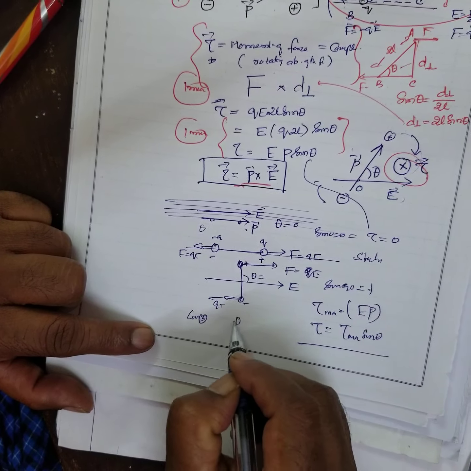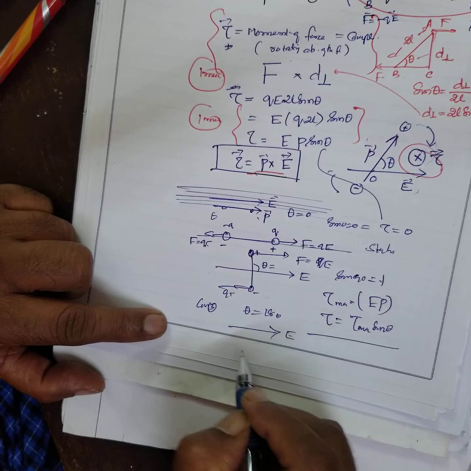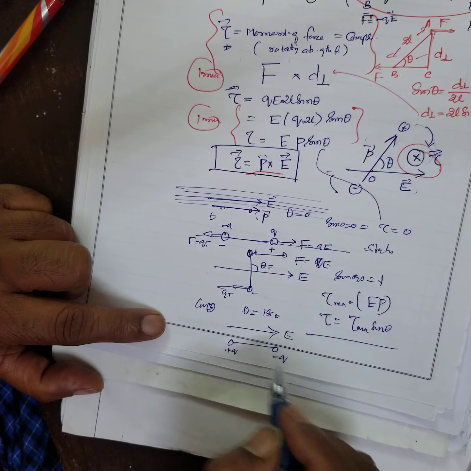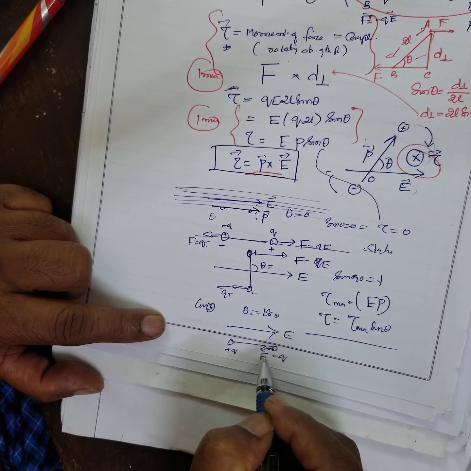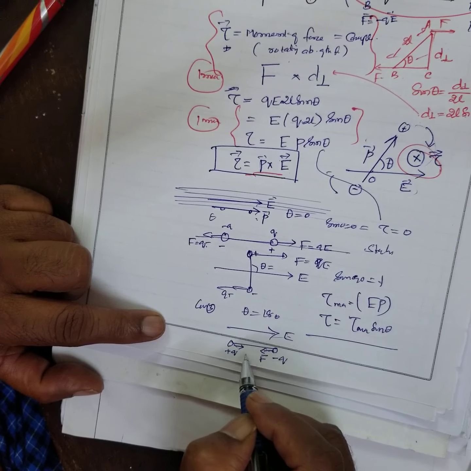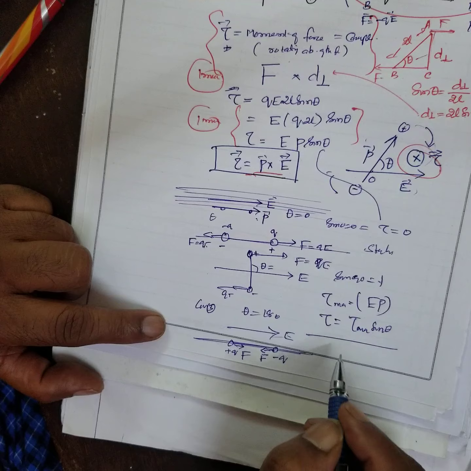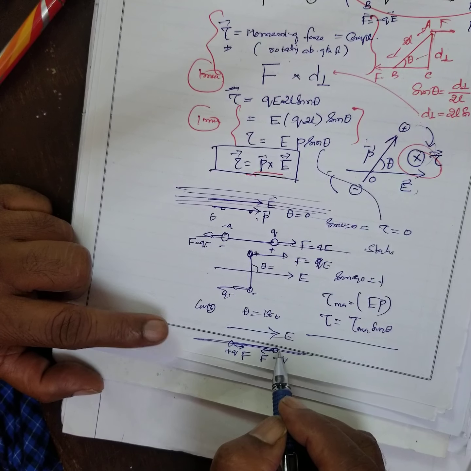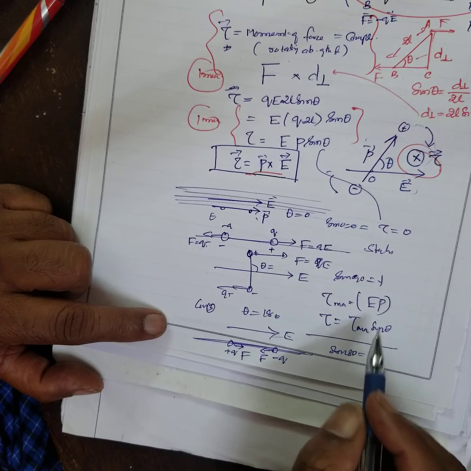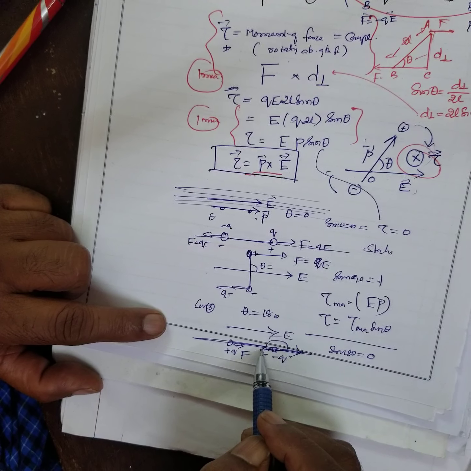Then case 3. Case 3 is what? If theta is equal to 180, what does it mean? The electric field is in this direction, but I am keeping the dipole with positive charge here and negative charge here. The force on the negative side is in this direction, on the positive side in that direction, equal and opposite forces acting. It is in equilibrium because sin 180 is equal to 0.